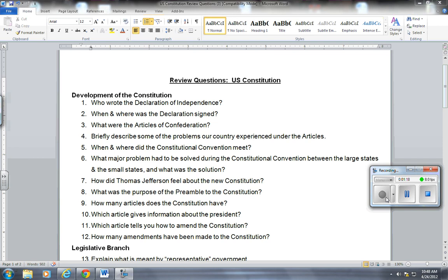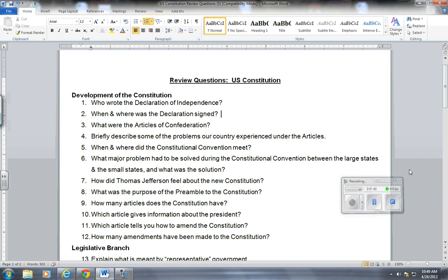6, major problems that had to be solved in the Constitutional Convention between the large states and small states. Remember, we had the struggle for power, the struggle for representation, and how the states would be represented in this new government. So we had 2 opposing plans: New Jersey plan, which the small states favored; the Virginia plan, which the large states favored. Of course, we see a combination of the 2 under the Connecticut plan, or Great Compromise, where we see 2 houses of Congress, 2 houses within the legislative branch, one based on population and one based upon equal representation.